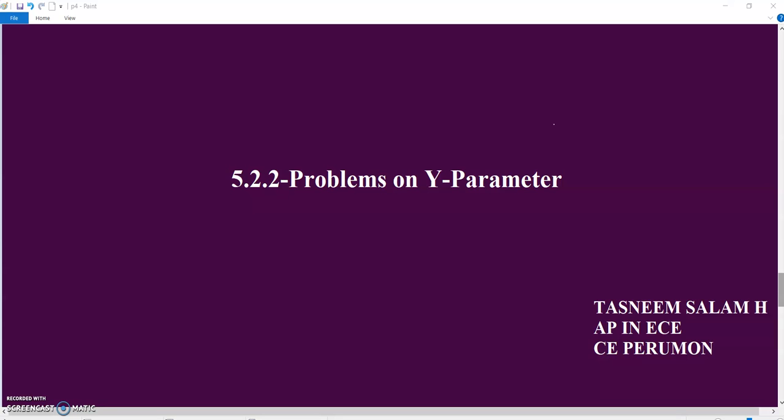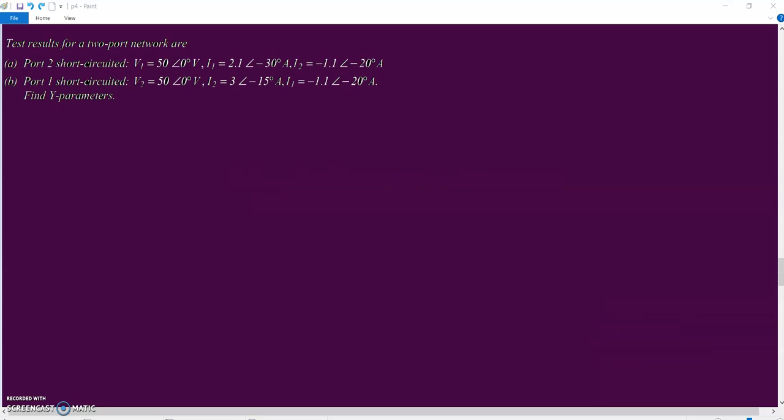In this session, I'll be explaining a few problems on Y-parameters. Here we have the question. Test results for a two-port network are: port 2 short-circuited, V1, I1 and I2 are given, and port 1 short-circuited, V2, I2 and I1 are given. Here, find the Y-parameters. We are supposed to find the Y-parameters with the details given here.